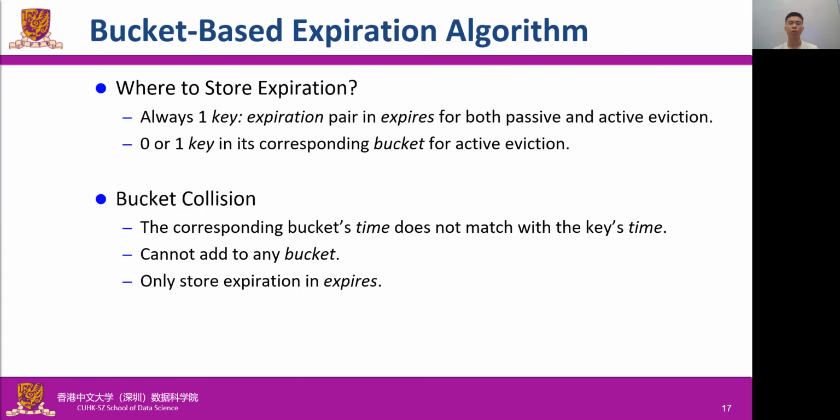In short, we will store expiration in two possible places. Firstly, we will always store it in the hash map expires. Moreover, we may save the key name in its bucket if the bucket condition holds. The bucket condition means the key's corresponding bucket's time matches the key's time. Otherwise, we cannot add it to any bucket but only leave it in the hash map expires.